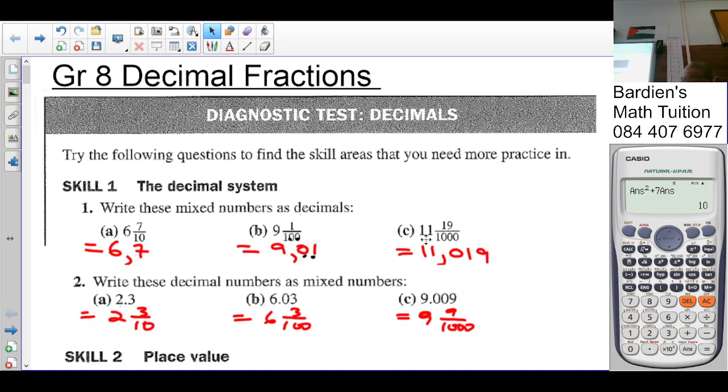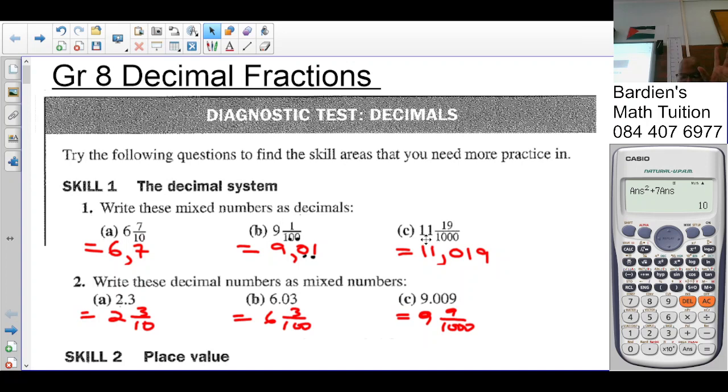Number 35 is 10 and 873 over 1000. Number 37 is 8 and 114 over 1000, or 8 and 57 over 500. Number 39 is 2 and 3 over 1000.